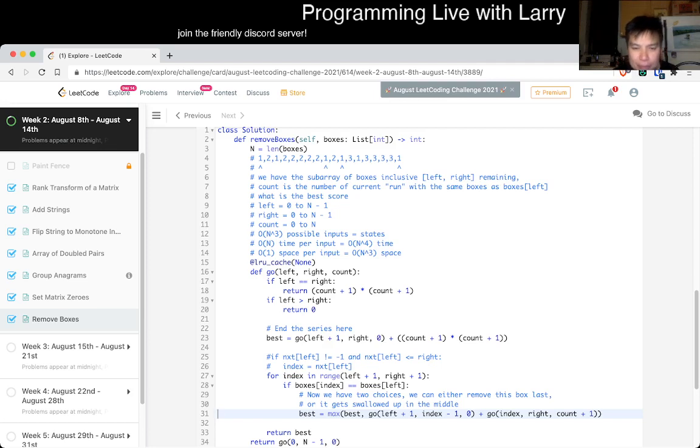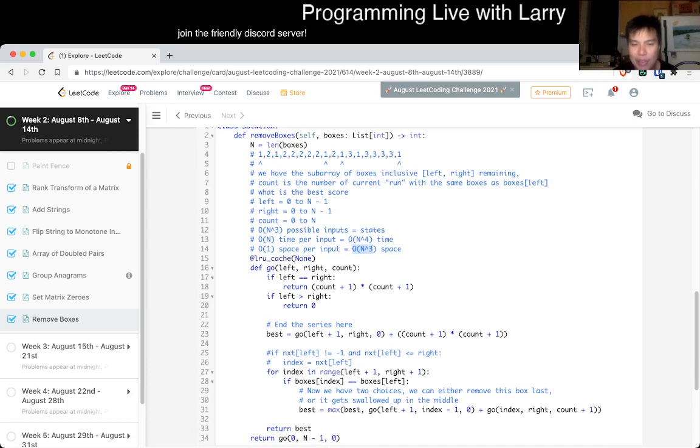For this problem, just for quick complexity's sake, for the left input, it can go from 0 to n, right can go from 0 to n, count can go from 0 to n. So you have n cubed possible inputs. And for each input, we have O of n time because of this for loop. So it's going to take O of n to the fourth time. For each input, we have O of 1 space, so it's going to take O of n cubed space, and that's fine. So this is going to be O of n to the fourth time and O of n cubed space.